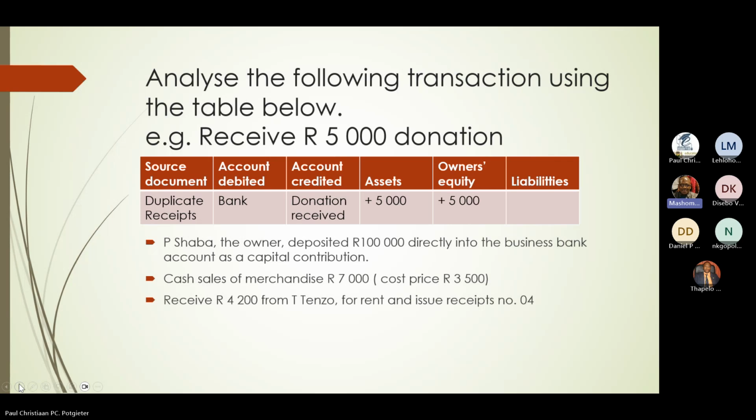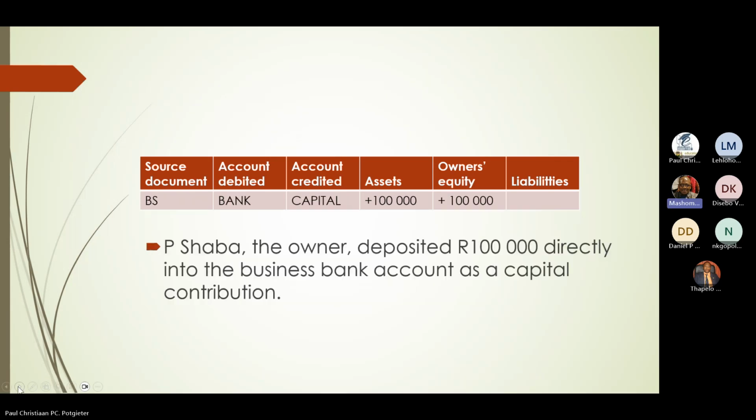Then the next transaction: receive 4,200 from T. Tenzo for rent and issue receipt number 04. Again, here the bank is automatically affected. Now you need to identify the contra account that goes together with the bank. Next slide, Paul. On the next slide, we are now analyzing each transaction.